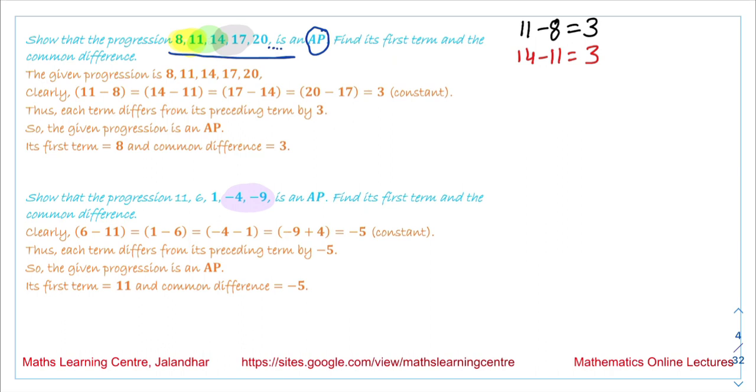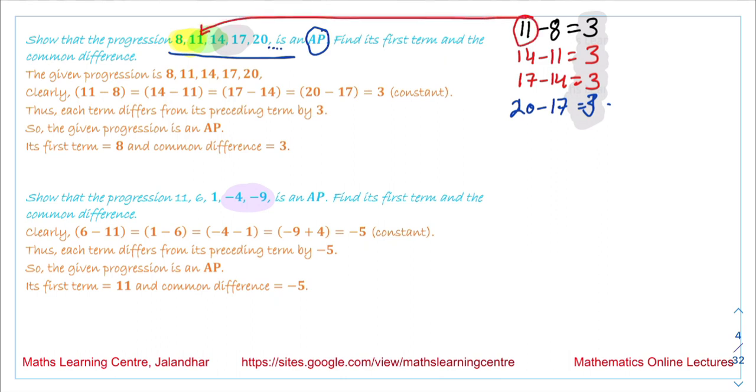Next we are subtracting the next two terms, they are 17 minus 14. The answer is 3. Next it is 20 minus 17. The answer is 3. So what we see from these values is that in all the cases the answer is 3. All the cases means when this is the term, this 8 is the preceding term for this 11. So the difference of the term and its preceding term, for all these terms it differs by 3. So we are saying the given progression is an AP.